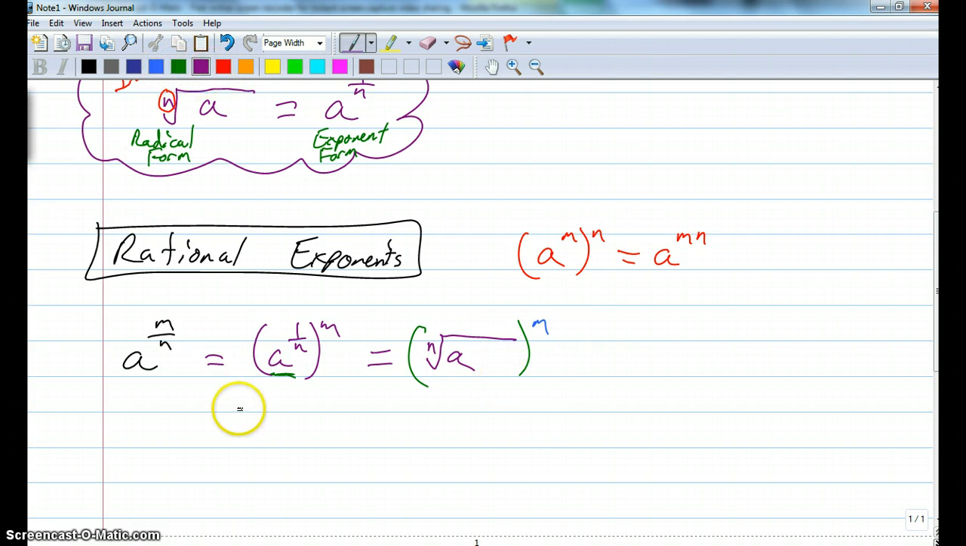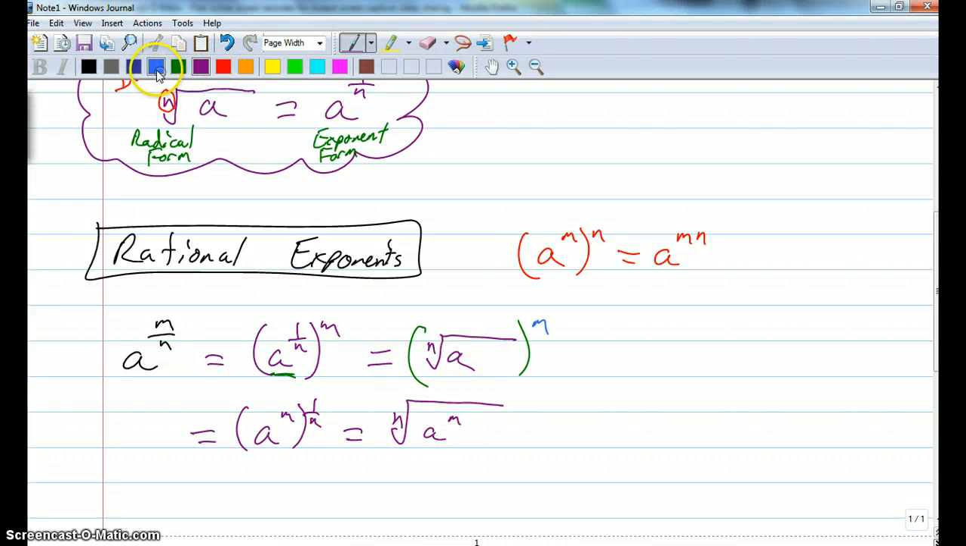Or we could write it as this. A to the m divided by n can also be written as a to the m to the 1 divided by n, right? That's still, if we multiply the exponents, we get m divided by n. So that would be a to the m, but that whole thing is the nth root. Remember, the denominator is always going to be the index for these fractional exponents. So there's two ways to write this.